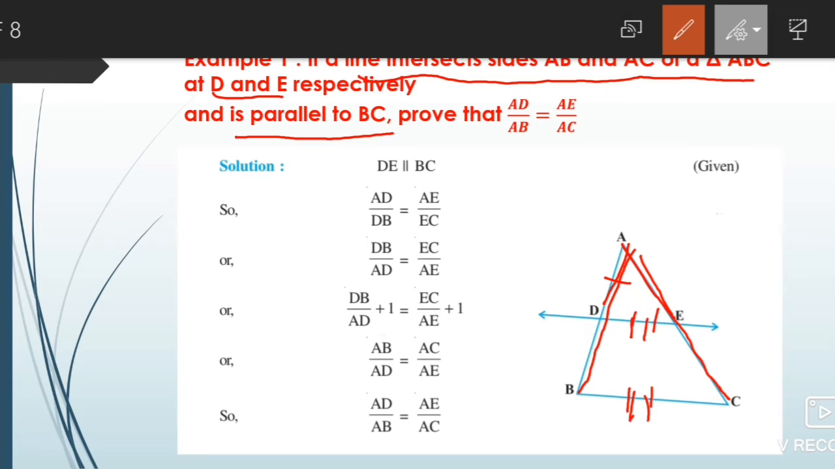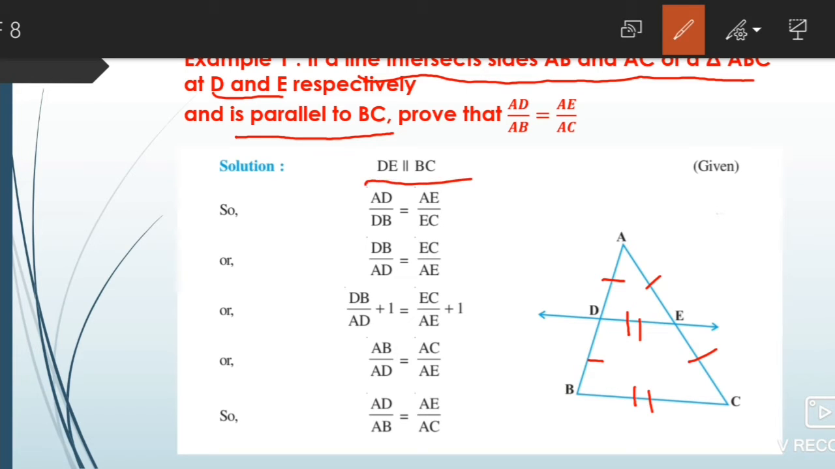As you can see, this is similar to the BPT theorem. In the BPT theorem, if such conditions are given, that is if DE is parallel to BC, then by BPT theorem you can say that AD by DB is equal to AE by EC, right? Because the conditions given are the same. So since DE is parallel to BC, by BPT theorem AD by DB is equal to AE by EC. Now in the next line you will take the reciprocal of these two fractions.